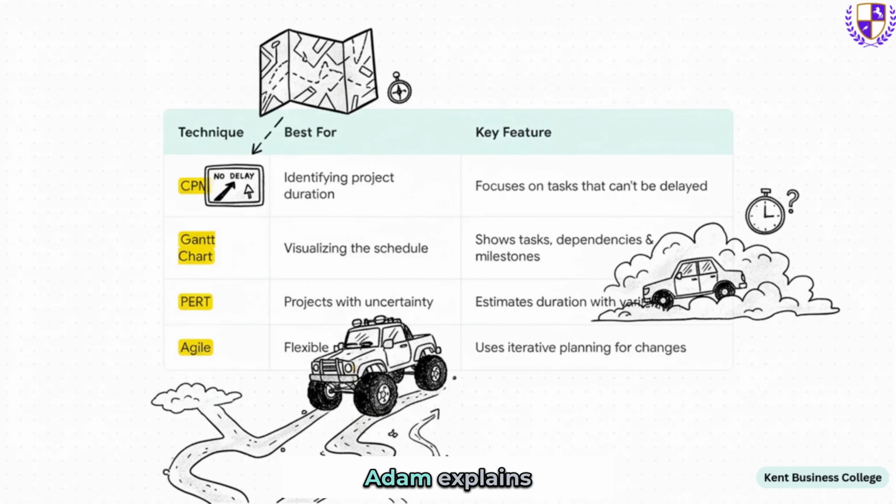And I love how Adam explains these techniques. He says, think of the Gantt chart as your visual roadmap. The critical path method, or CPM, well, that's your GPS. It tells you the one route you have to take to get there on time, the tasks that have zero room for delay. Then you've got PERT. Think of that as your fog lights for when the path ahead is uncertain. And Agile? That's your all-terrain off-road vehicle, perfect for those projects where you know the landscape is going to change and you need to be flexible.